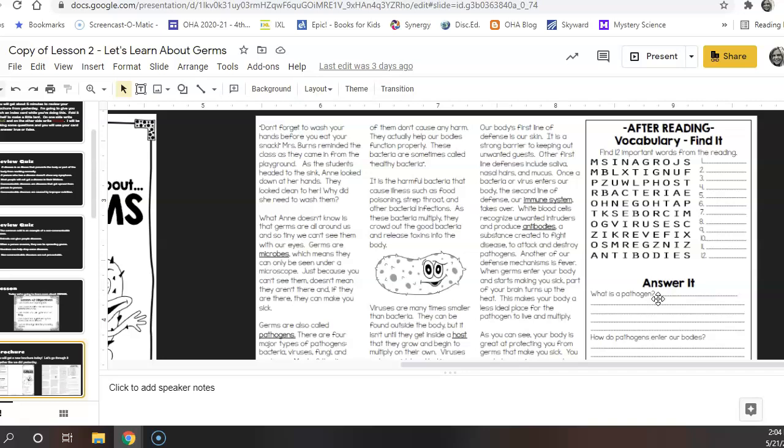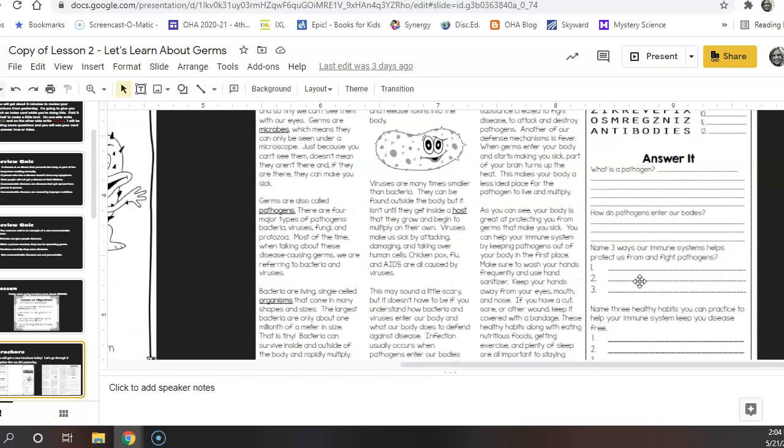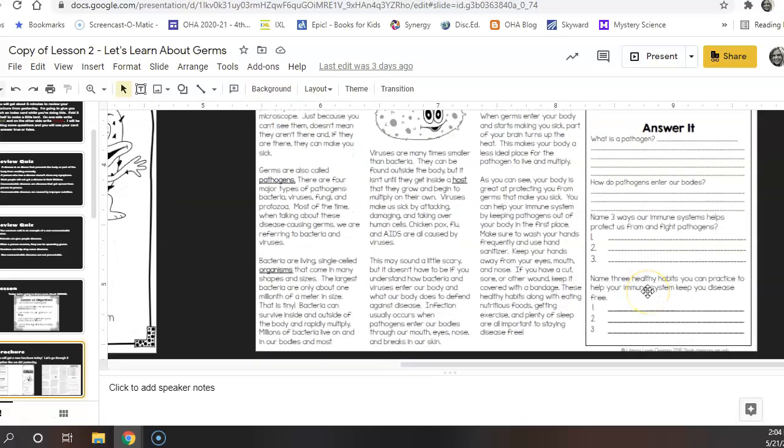What Anne doesn't know is that germs are all around us, and so tiny we can't see them with our eyes. Germs are microbes, which means they can only be seen under a microscope. Just because you can't see them doesn't mean they aren't there, and if they are there, they can make you sick. Germs are also called pathogens. There are 4 major types of pathogens: bacteria, viruses, fungi, and protozoa. Most of the time when talking about these disease-causing germs, we are referring to bacteria and viruses.